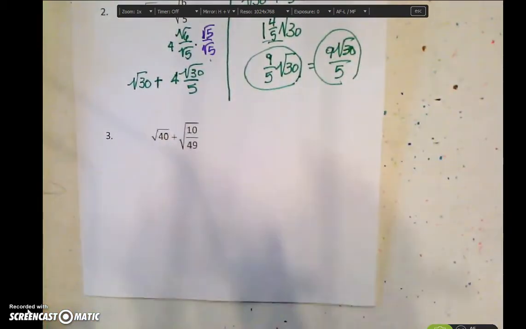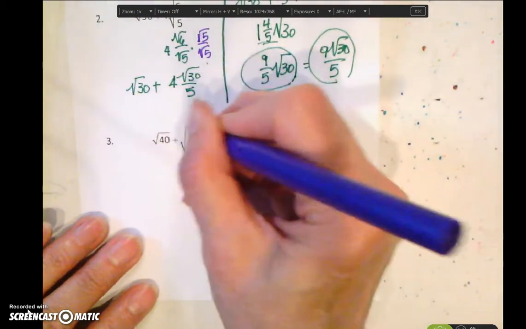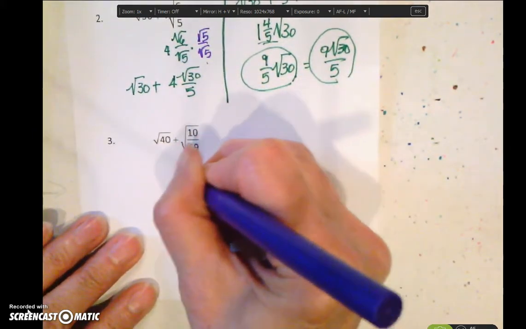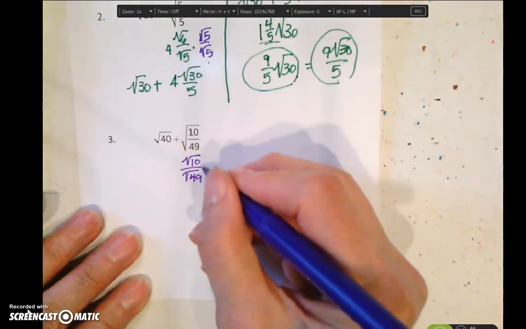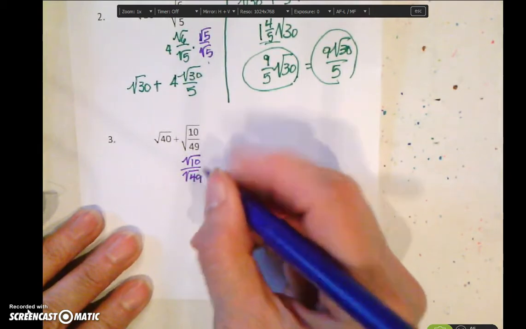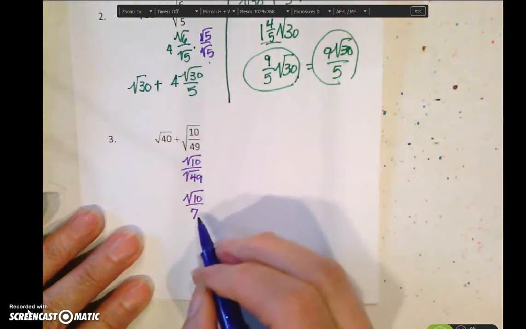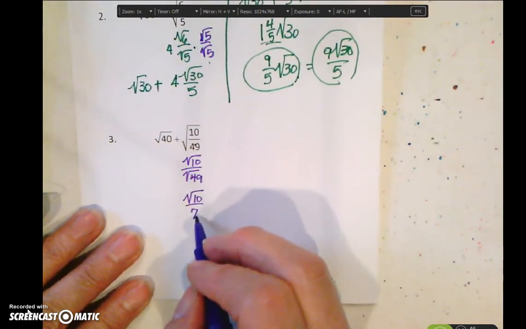So 3, again, here I have this fraction, which I'm going to break apart and consider it as the square root of 10 over the square root of 49. So 49, square root of 49, I can simplify. So I have the square root of 10 over 7. So this one I didn't need to rationalize. It came out of the radical on its own.